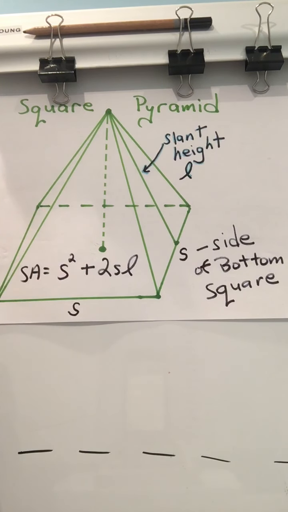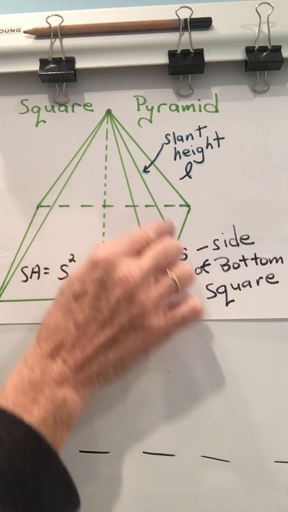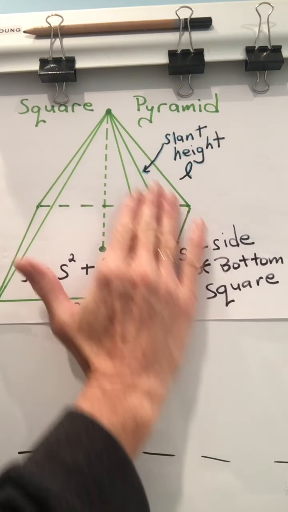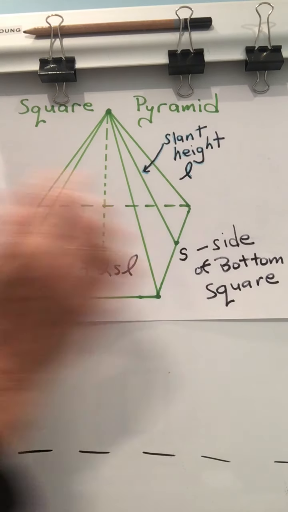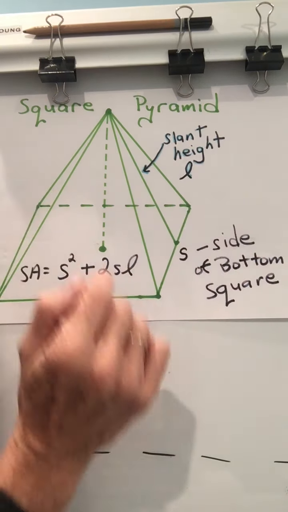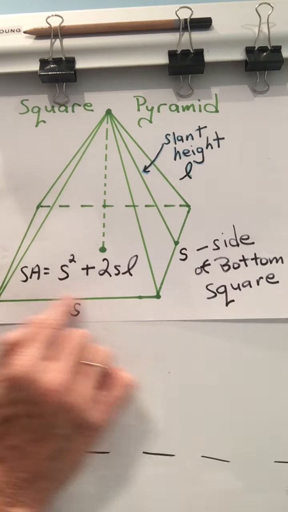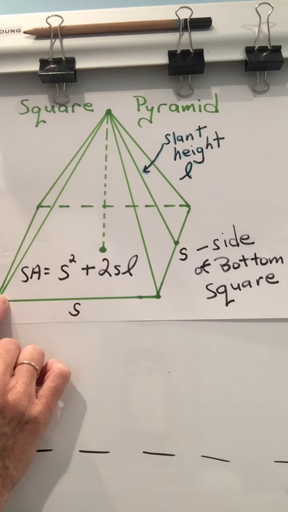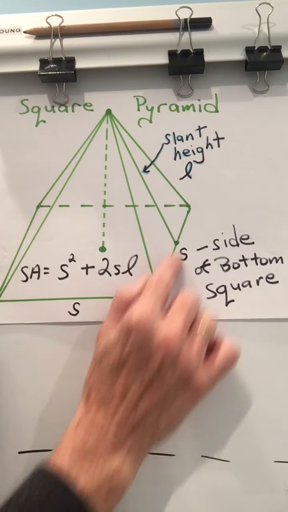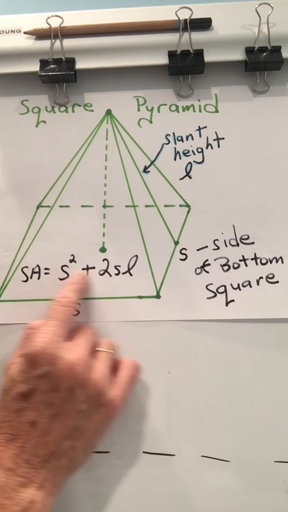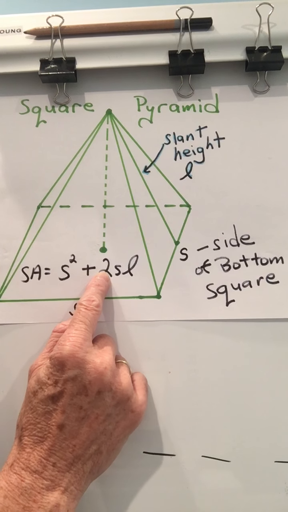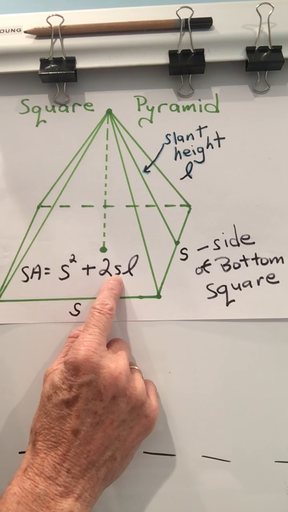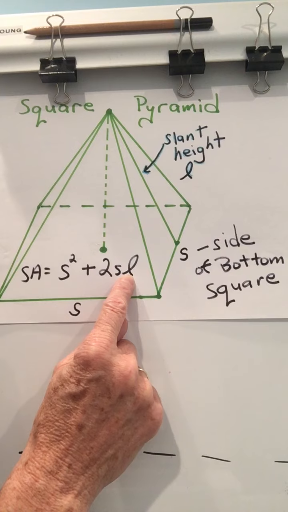Okay, now the side here is called the slant height. That's the side of the triangle that goes up in the middle of the triangle. That is the slant height. And then the bottom obviously is the square, and S represents the side of the square. And the surface area is the side squared plus 2 times the side times the slant height.